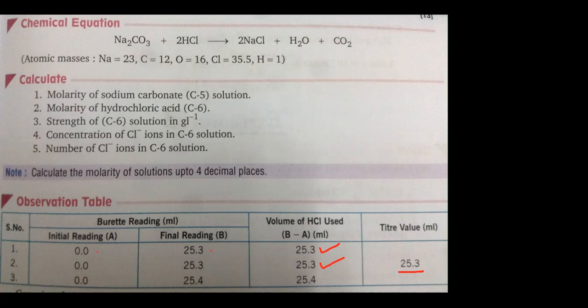The first is the molarity of sodium carbonate solution C5. Now, if you look at the molarity of sodium carbonate solution, you will see that the sodium carbonate solution that was given to us was made by adding 5.30 grams of sodium carbonate per liter of the solution. So how will you find out the molarity? To find out the molarity for this question, we will be taking up the questions one after the other, and I'm going to use the whiteboard.